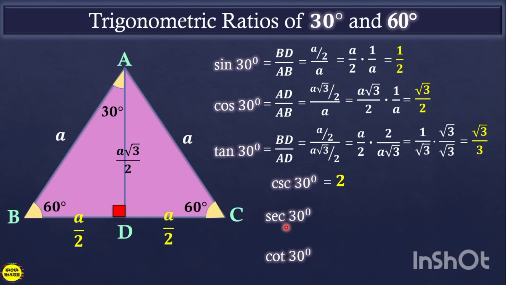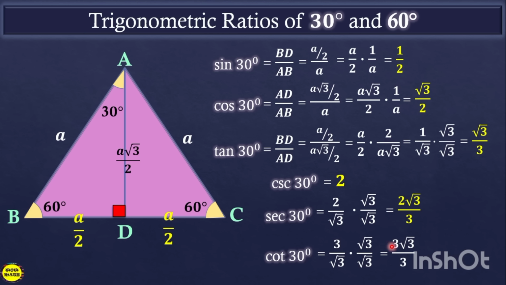Okay? And then secant is the reciprocal of cosine. So, kunin lang po natin yung reciprocal nito. That is 2 over square root of 3. But since hindi po pwede ito, so multiply po natin by square root of 3, both the numerator and denominator. So, we have 2 square root of 3 over 3. And then for cotangent, this is the reciprocal of tangent 30 degrees. So, kunin lang natin reciprocal nito. So, 3 square root of 3, since hindi nga po ito pwede, so rationalize natin. That is 3 square root of 3 over 3. Okay?